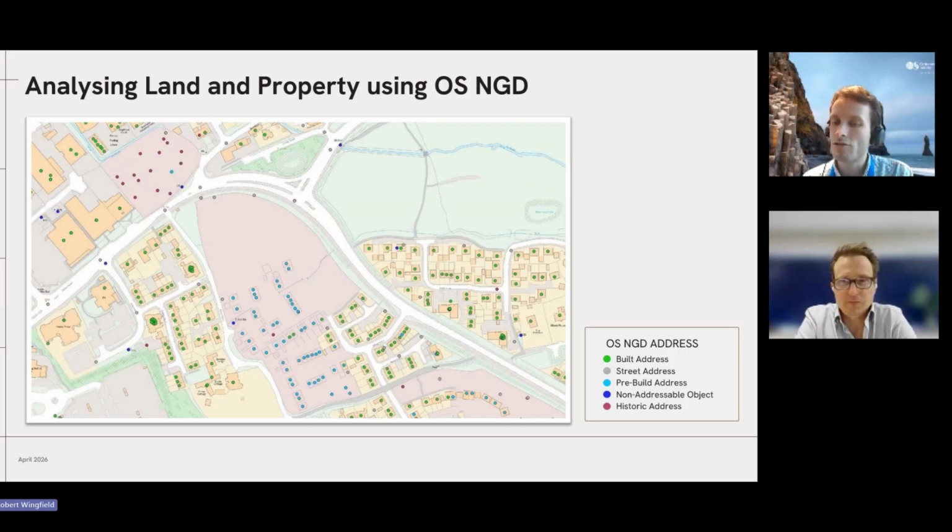And that's a cross-reference of the life cycle of a pre-build address, so a property that's not yet built, it's got planning permission, through to understanding a built address that's alive and can receive mail. Things like non-addressable objects, so things like ponds and post boxes, good luck delivering post to them. A pond, a letter might get a bit soggy. And then also things like historic addresses as well that have been demolished and are no longer existing. We've also got street addresses, because little known, but all streets have addresses as well.